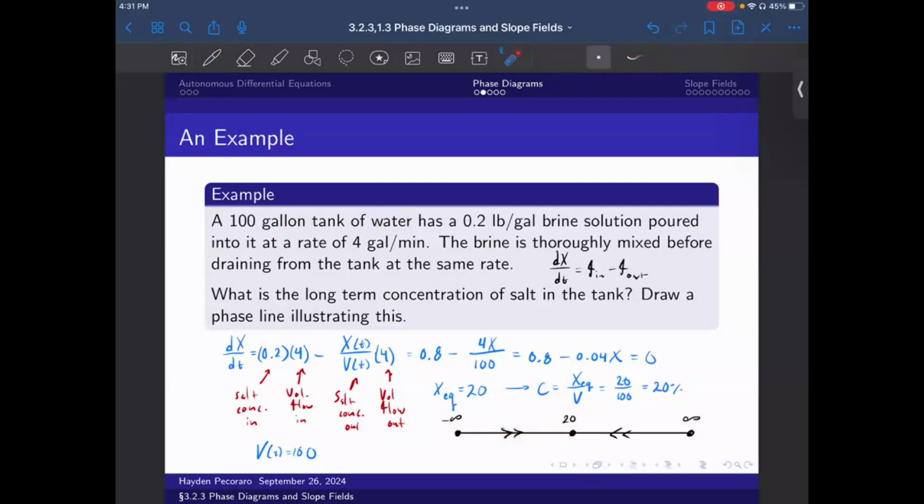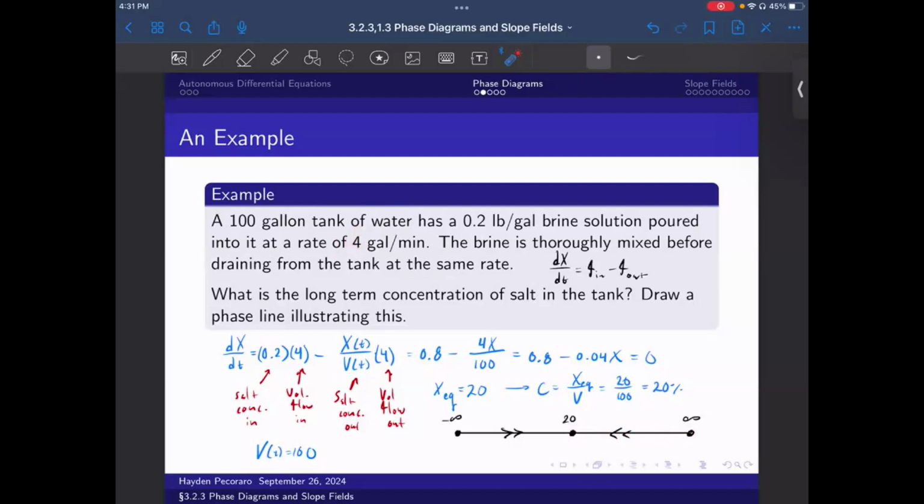Okay, so our non-equilibrium solutions, if they start over here, say at 0, because we have an initial condition of 0% solution, 0% salt concentration, our solutions should increase in concentration towards 20 pounds of salt. And if we start over here, we have a solution that starts with a whole bunch of salt in it. Well, then we're draining out more quickly than we're adding in. And so our solution is going to decrease in concentration back towards 20.